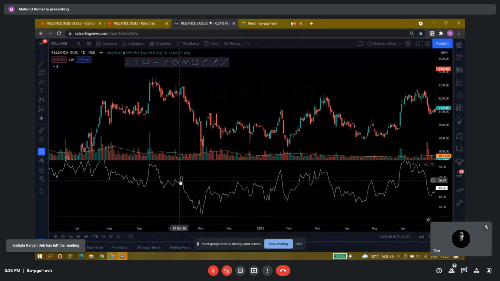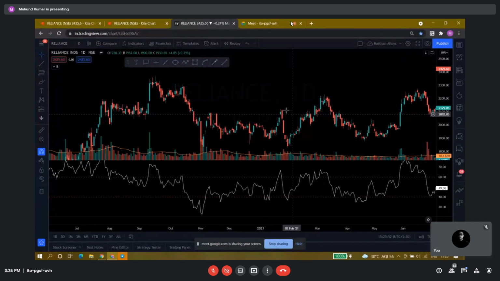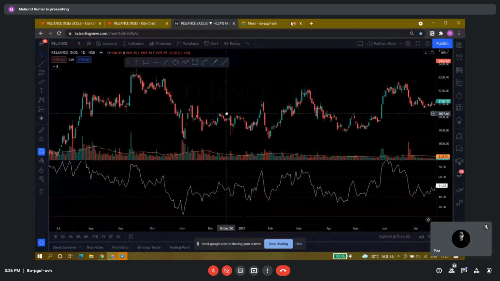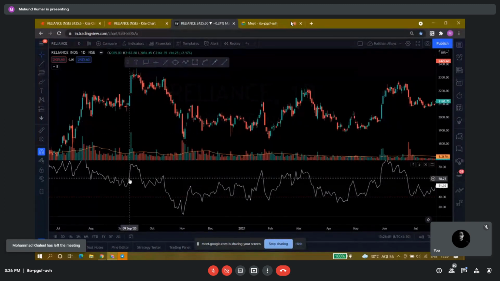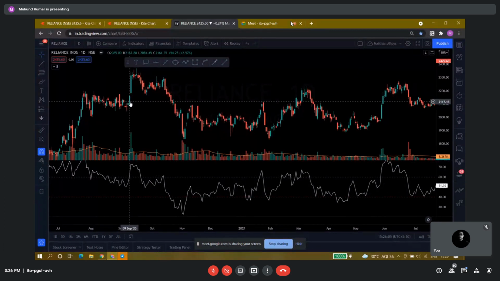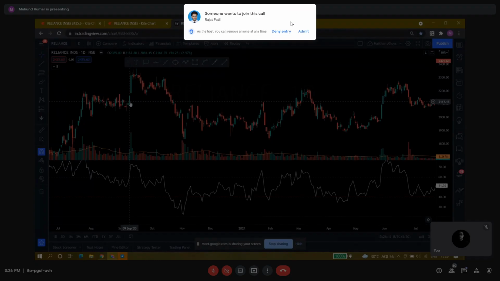Mukund, can I ask you a question? Yeah, tell me. Can you replay this and put the cursor at the point where the 60 level is being breached? I just want to see the RSI line, how it looks when we just hit it. Do you take the trade at the candle at which RSI is breached, or do you wait for one or two more candles to be formed?